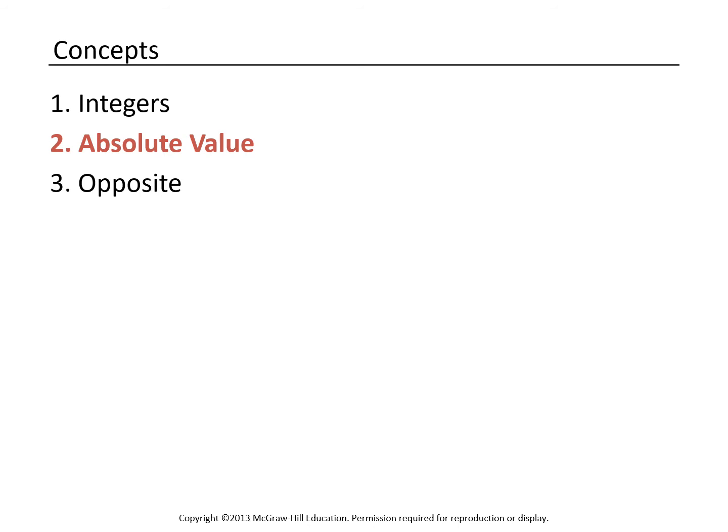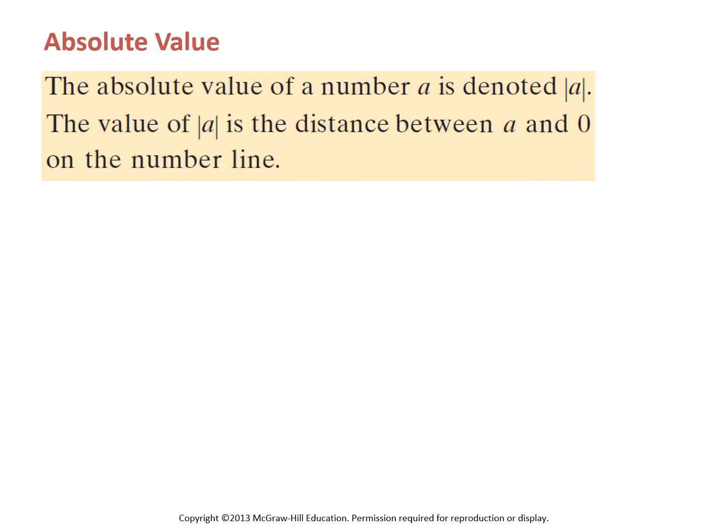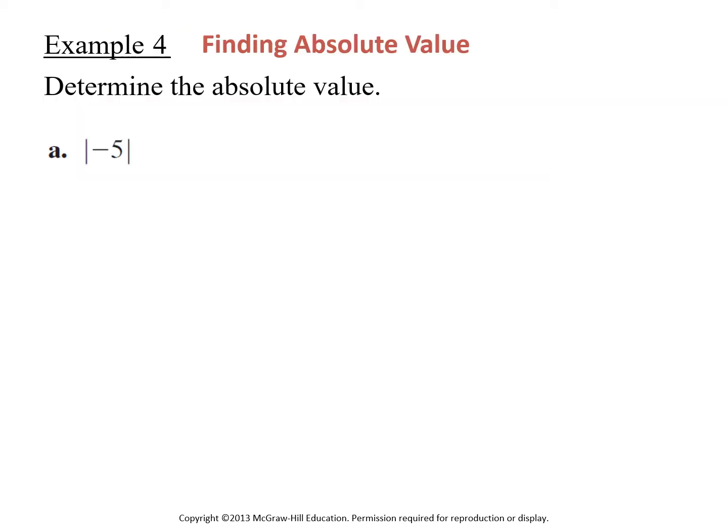The next concept is absolute value. The absolute value of a number is denoted with two vertical bars surrounding that number. The value is the distance between A and 0 on the number line. So a nice three-word definition for absolute value you can remember is it's the distance from 0 on the number line. So the absolute value of -5 is equal to 5.